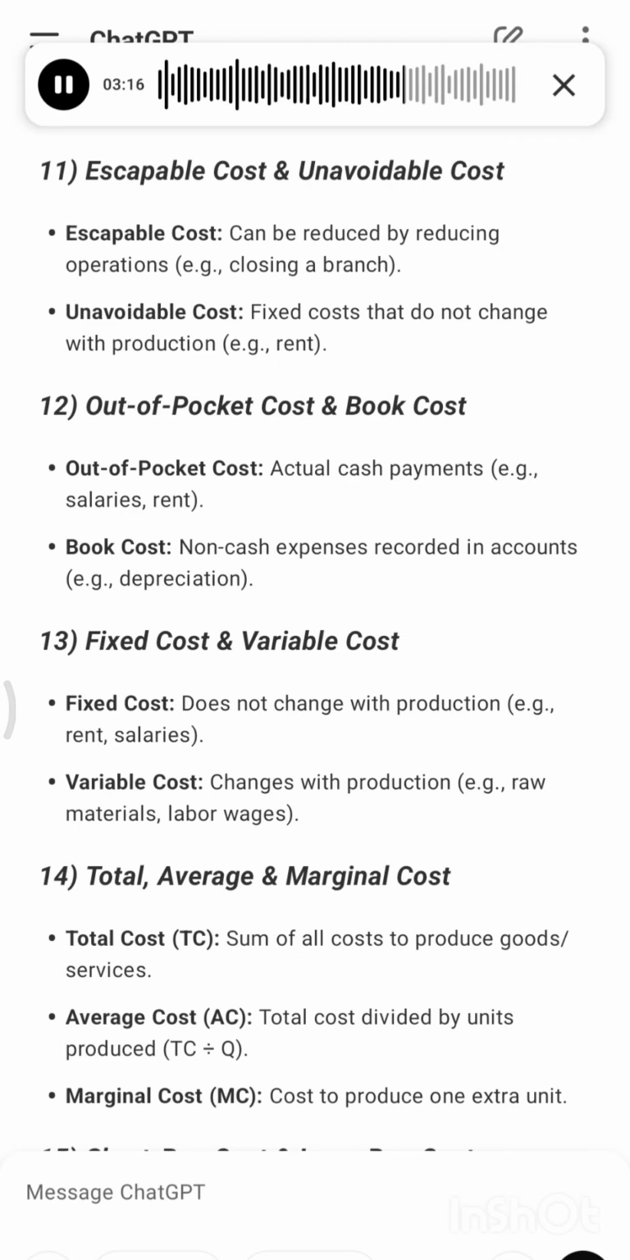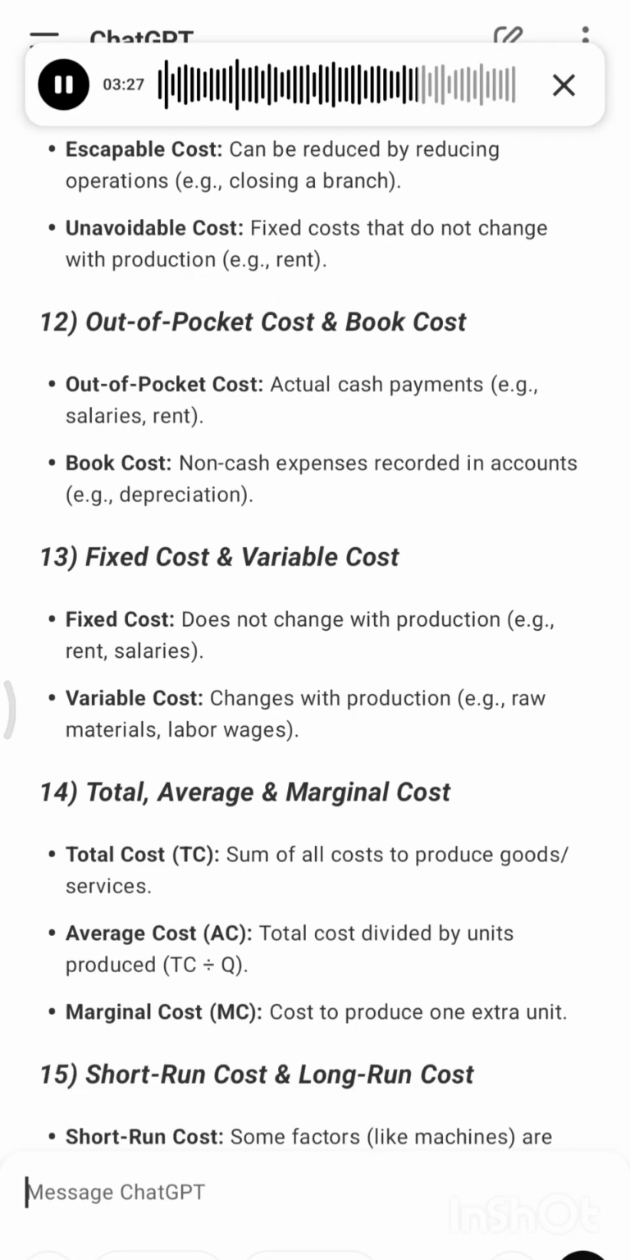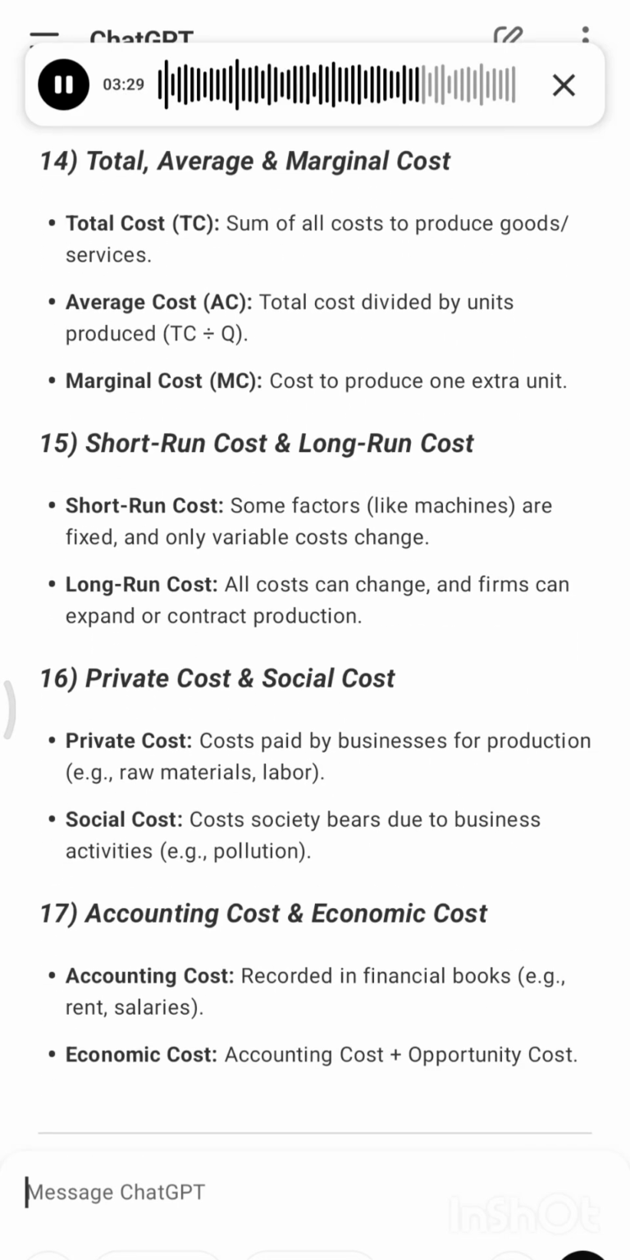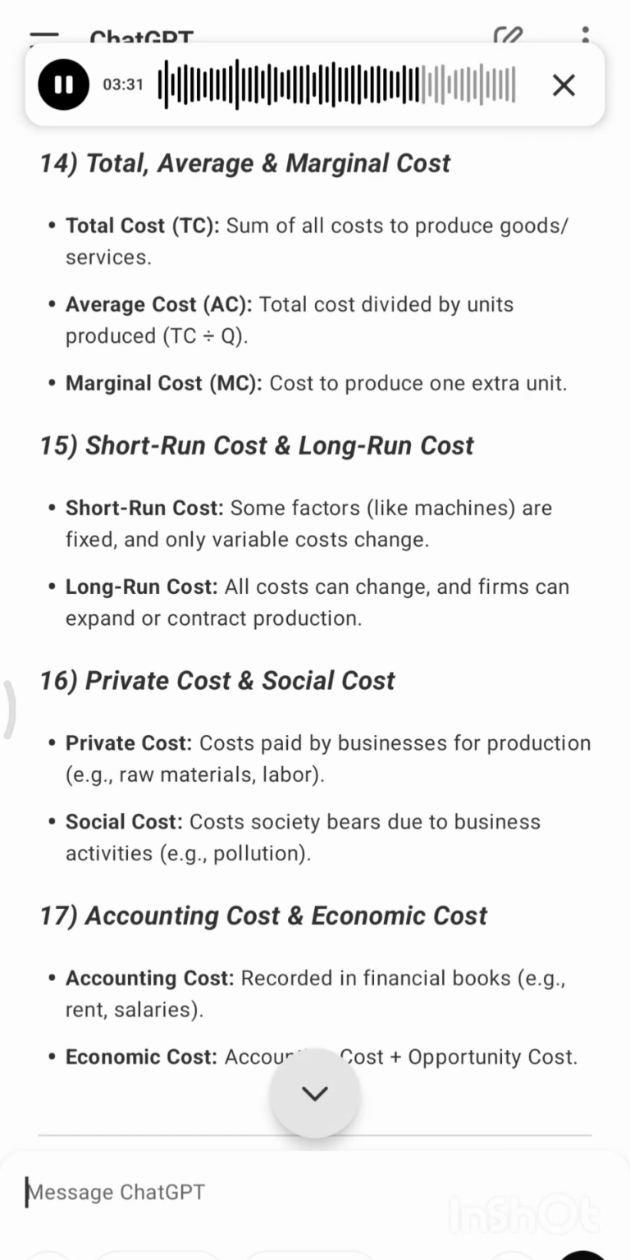Fixed cost does not change with production, e.g., rent, salaries. Variable cost changes with production, e.g., raw materials, labor, wages. 14. Total, average, and marginal cost. Total cost, TC: sum of all costs to produce goods, services. Average cost, AC: total cost divided by units produced, TC per Q. Marginal cost, MC: cost to produce one extra unit.